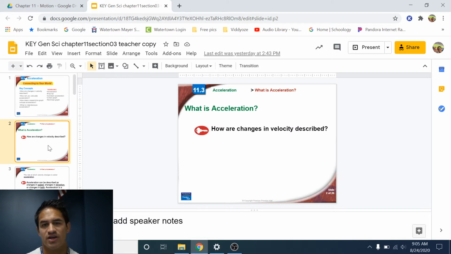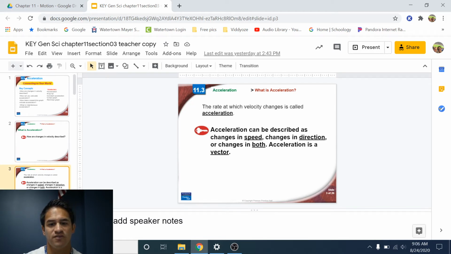First question here it asks us is, what is acceleration? Of course you might be familiar with the word acceleration, and you might know that things that are accelerating are speeding up, but there's a little bit more to acceleration than just simply going faster. By definition, the rate at which velocity changes is what we call acceleration.